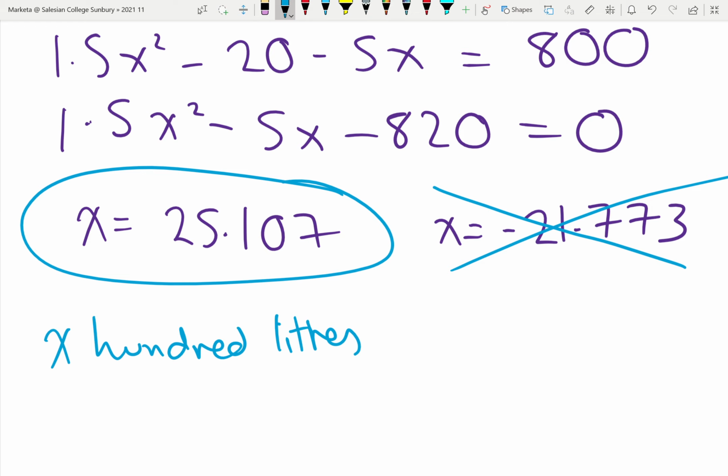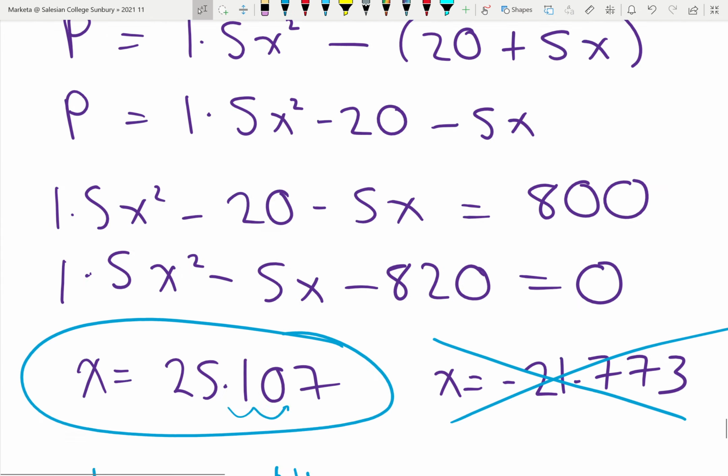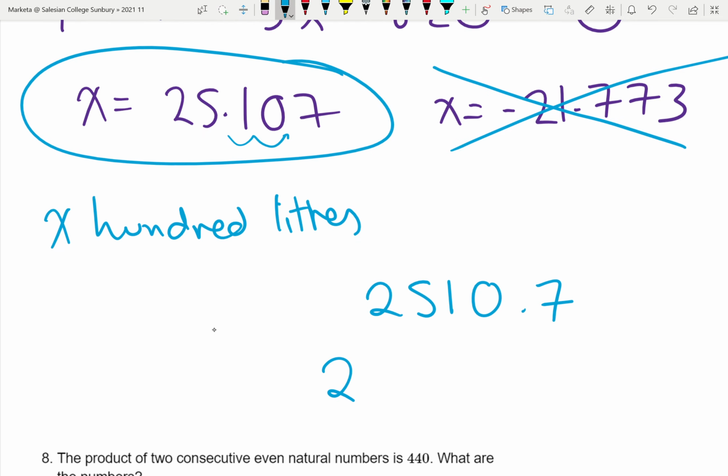So then if we're going to find out the number of litres, we're going to have to times this by 100. So it's going to be 2510.7, and they want it to, let's just double check, to the nearest litre. So if it's to the nearest litre, it's 2511. Their litres must be sold.